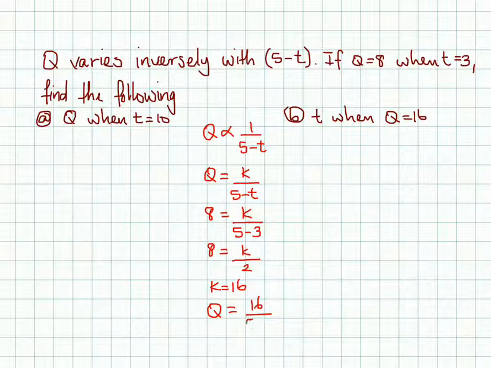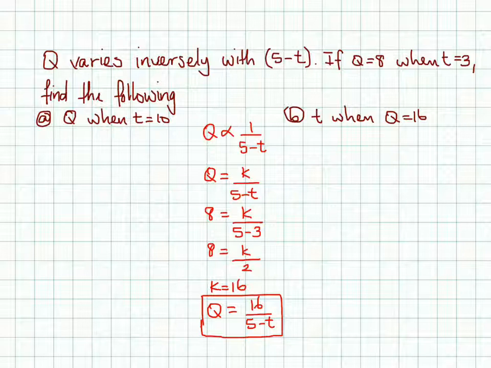over 5 minus T. And this is my main equation here that I'm going to use to carry out all my other calculations. All I've done, now that I know that K is 16, is go back to here and replace the K with 16. So there is my Q: 16 over 5 minus T. All right, let's go solve some problems then.